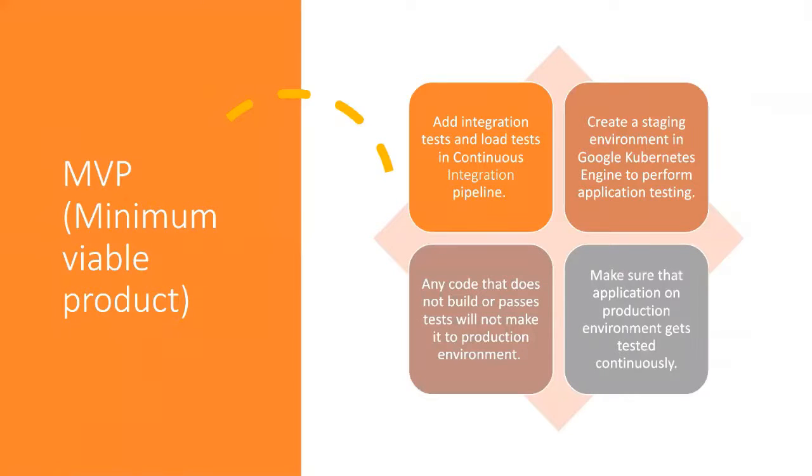So the MVP, or minimum viable product, that we had decided on had the following features. We added integration tests and load tests in our CI pipeline. We also created a staging environment in Google Kubernetes Engine to perform application testing. We made sure that if the build failed or tests did not pass, the application cannot be deployed to the production environment. And we also made sure that the application and production environment get tested continuously.